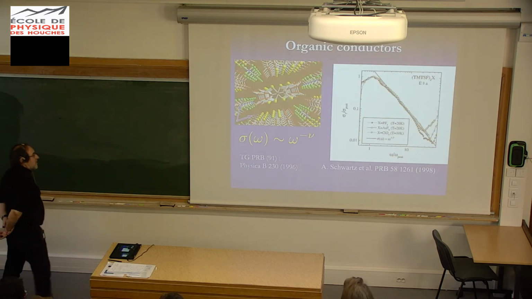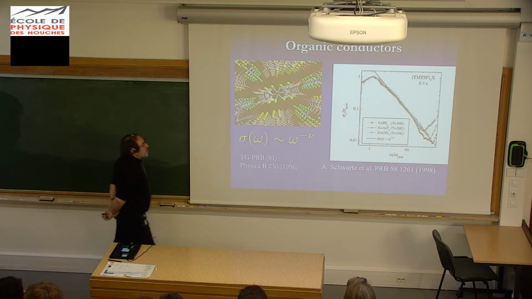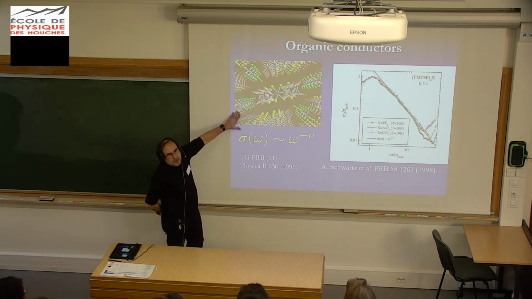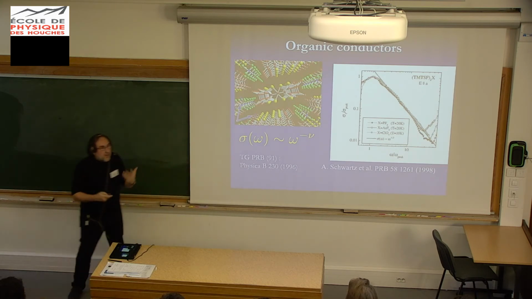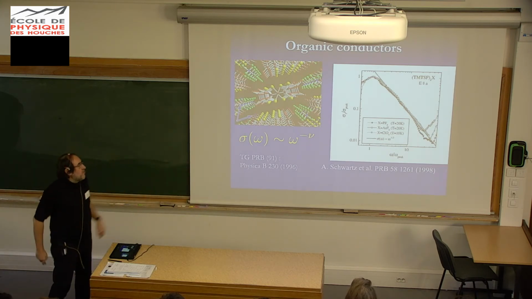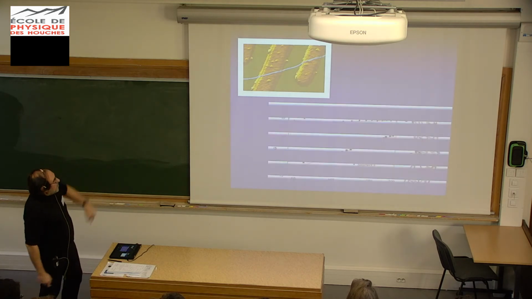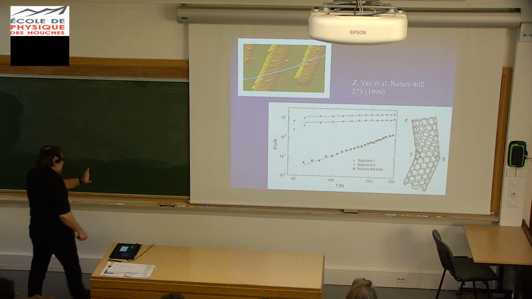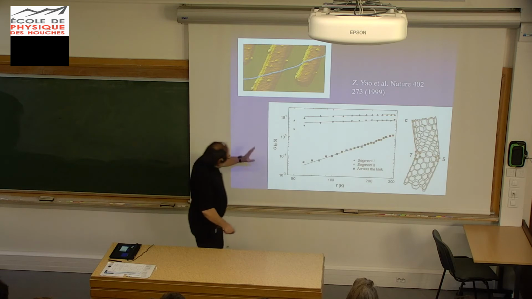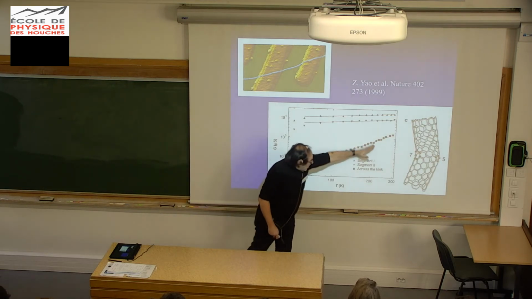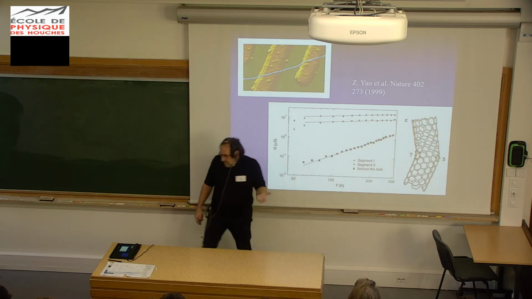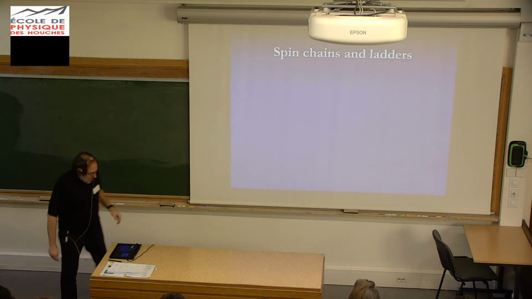So here is what was measured in the frequency-dependent conductivity of organic conductors. And you see very clearly power-law behavior of the frequency-dependent conductivity, which is the signature of this Luttinger liquid type behavior, the power laws that one expects in 1D. Same thing for carbon nanotubes. There is a little debate on this data, so let me not go too much into detail, but the conductance of the problem shows again a power law of the temperature, in agreement with what you would expect here.